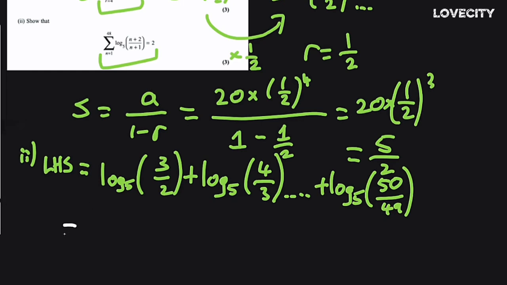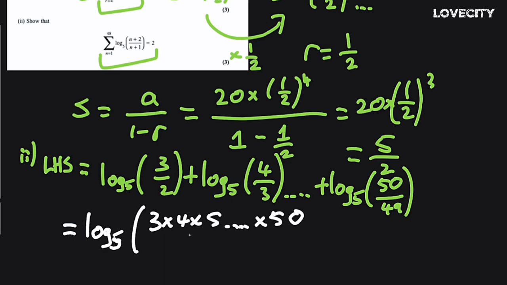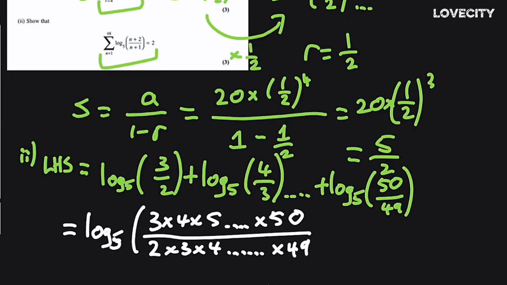So using the first identity, we can add the logarithms. It's like I'm multiplying the inside. But that means I can do it to the next one, and to the next one, and to the next one. So what we're going to get is log 5 of 3 times 4 times 5 all the way up to 50. And on the bottom we're going to have 2 times 3 times 4 and so on, all the way up to 49.